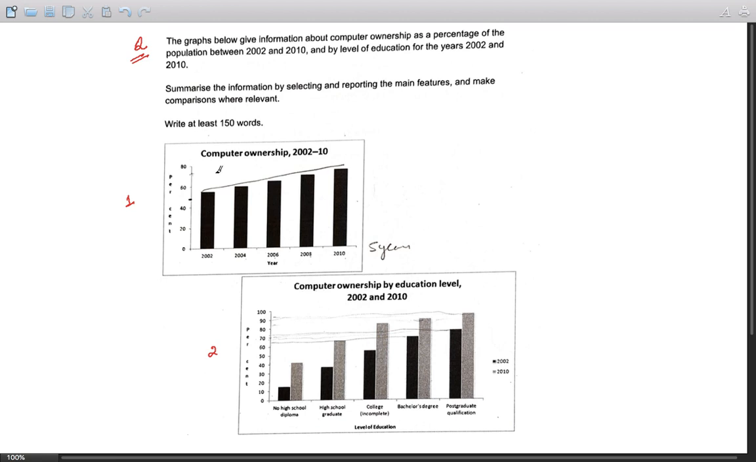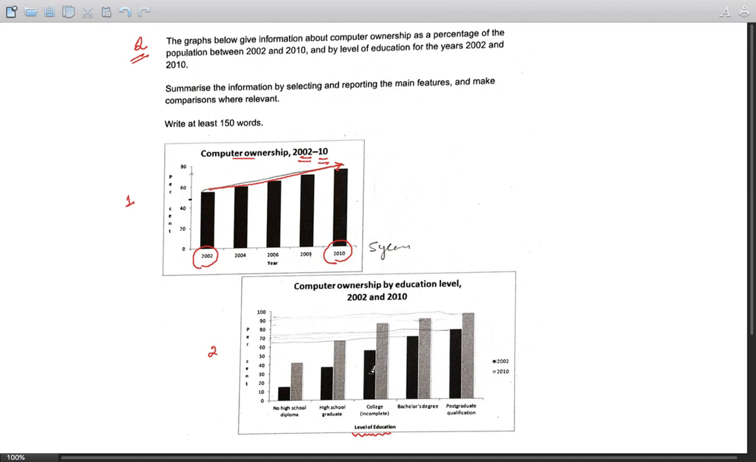So what do we see? What do we see in bar chart 1? It's clearly computer ownership. There's no specifically mentioned who owns it. For example, here it is divided on the basis of level of education. Here it's computer ownership in journals, between 2002 and 2010. And what we can see is that there is a consistent increase in computer ownership, with the maximum in 2010 and minimum in 2002. So that's what consistent increase means.